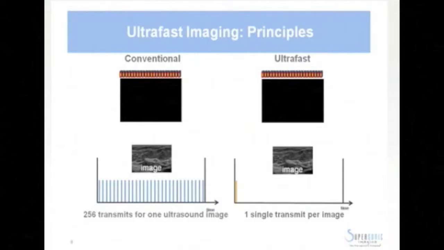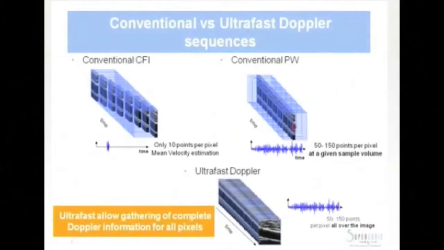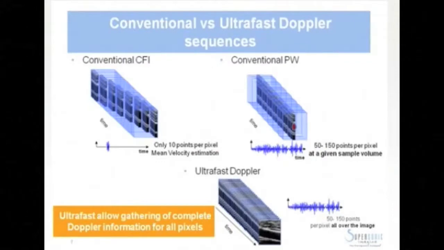If we look at how things work for color Doppler modes, the conventional color flow imaging is based on this kind of sequence. You shoot around 10 samples along a given line, and then you move on to the other lines, and you compute your full image line by line. The number of samples that you have to estimate your mean flow velocity is typically 10, which is very short.